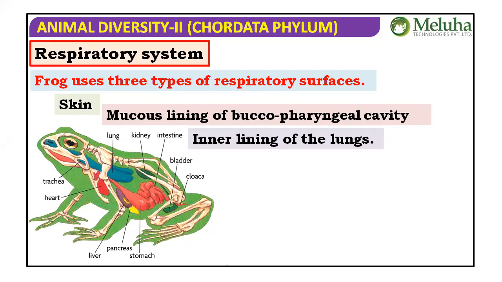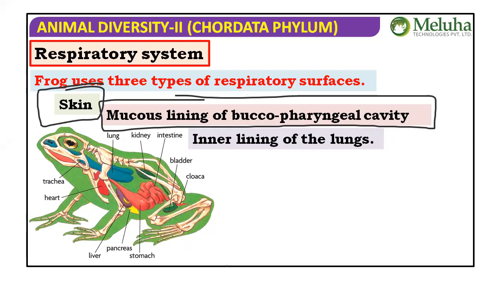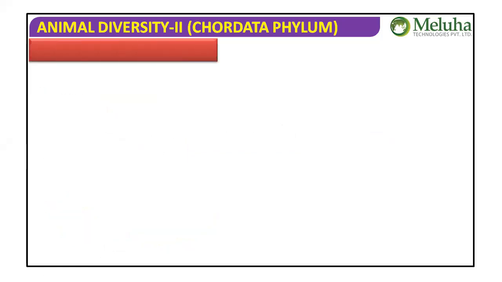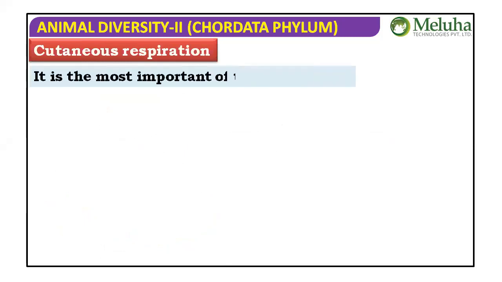One is the skin, we say cutaneous respiration. Then the mucus lining of the buccopharyngeal cavity, we call buccopharyngeal respiration. The inner lining of the lungs can also exchange gases, that is pulmonary respiration. So based on the respiratory organ, we can say respiration in frog is of three types: cutaneous, pulmonary, and buccopharyngeal respiration. First of all, we'll go with cutaneous respiration.